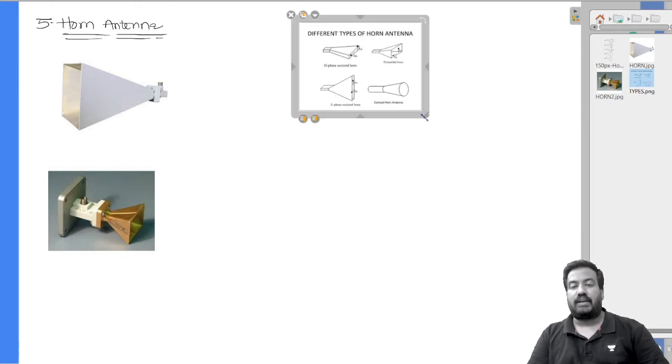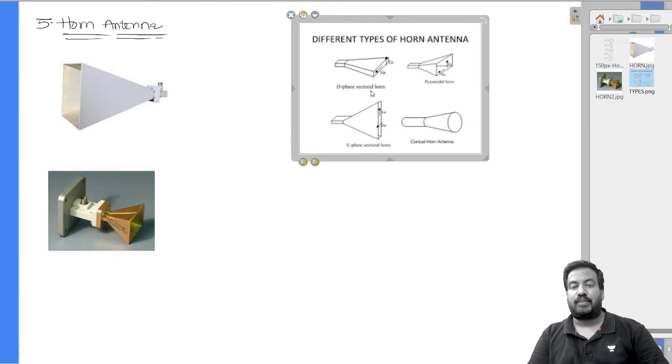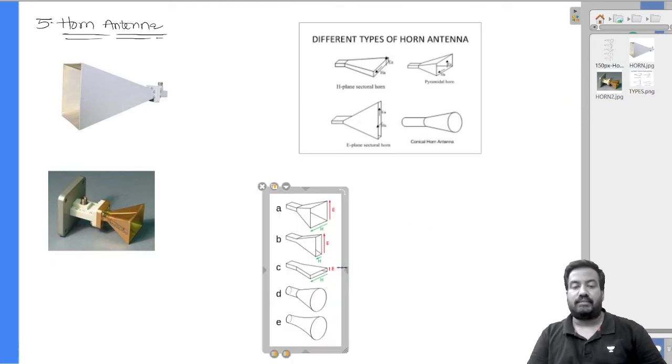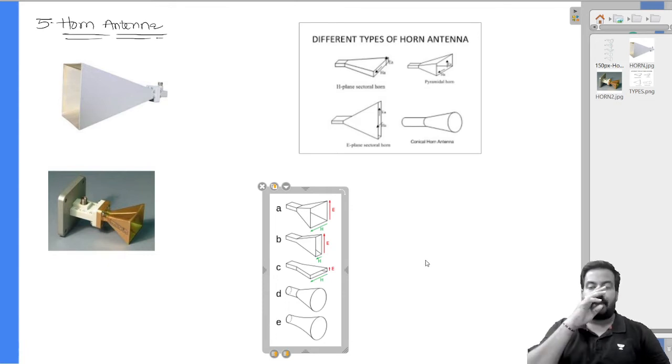This is the H-plane sectorial horn. This is the E-plane sectorial horn. This is the pyramidal horn, and this is the conical horn. One more diagram depicting the same thing. So these are different kinds of horn antennas which act as the primary antenna, to feed the parabolic reflector antenna or lens antennas.